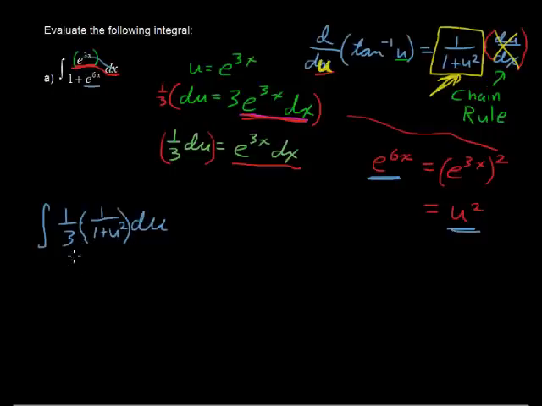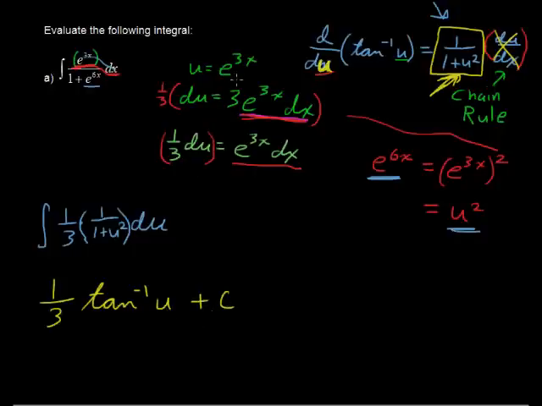Okay. Now it fits this form. So we can just go backwards. Well, if the derivative of the inverse tangent of u is 1 over 1 plus u squared, then the integral of 1 over 1 plus u squared is inverse tangent of u. So I'll write that down. I'm going to change colors, and I'm going to go to 1/3 times the inverse tangent of u, and then, of course, plus c. We always have our plus c, our constant.